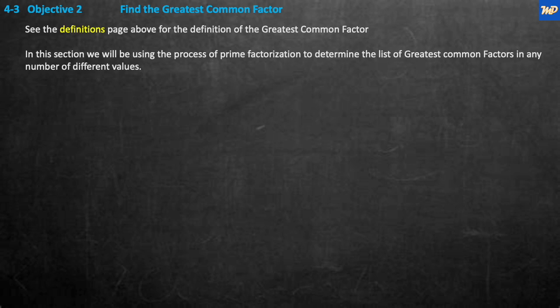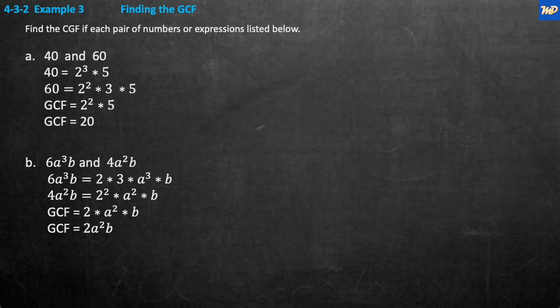Okay, and for objective 2, we're going to find the greatest common factor using prime factorization. So some problems will come up, and we'll find prime factors, and we'll then come up with the greatest common factors of those numbers. Find the greatest common factor of each pair of numbers or expressions listed below. So for A, we have 40 and 60.